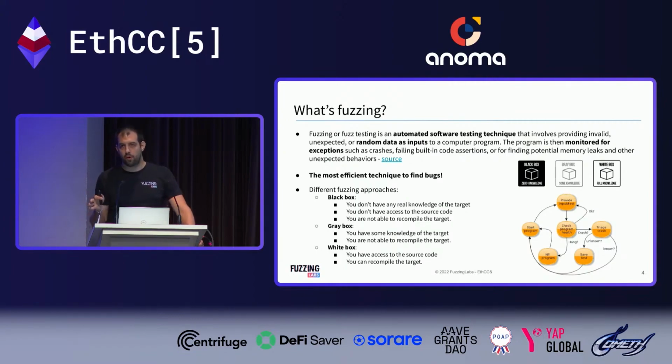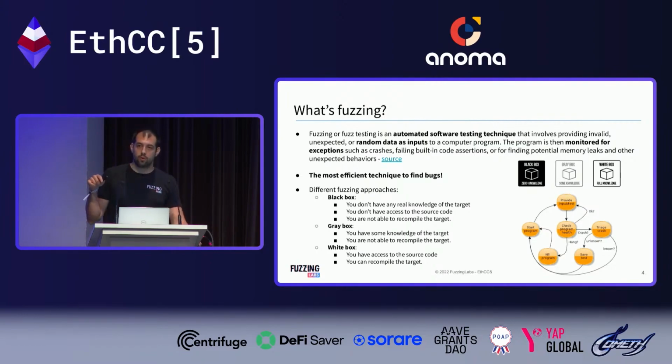There are different types of fuzzers, different approaches. The first one is blackbox, where you don't have any information about the target. The second one is gray box, meaning you have a bit of information about maybe what kind of input you are taking inside the program. And the last one is white box fuzzing, meaning you have the source code of the program and you can modify the program, recompile it, and do some other things.